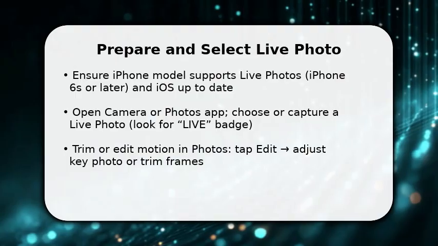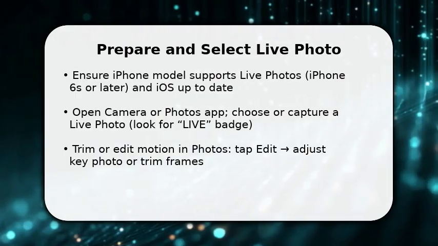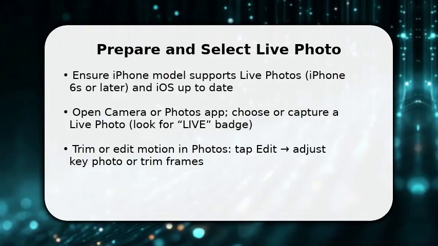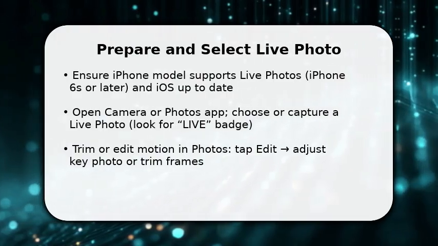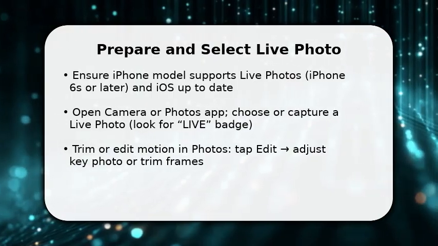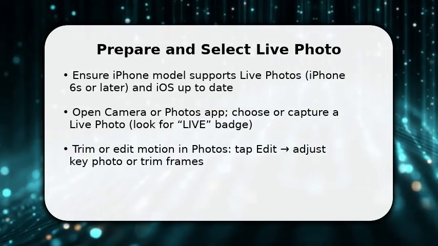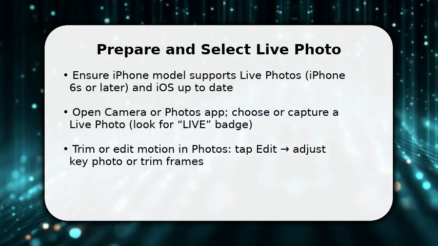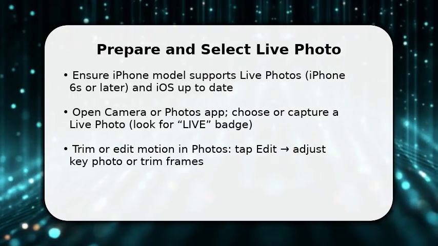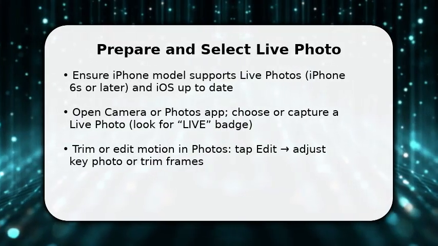You start by confirming your device supports live photos and that iOS is updated. Once done, open Photos or Camera and pick a live photo or capture one now. The live badge confirms motion. You should trim or change the key photo in Edit to control the still frame scene on the lock screen. Make sure the clip shows the exact moment you want to animate, because that choice determines the wallpaper playback and how natural the motion feels.